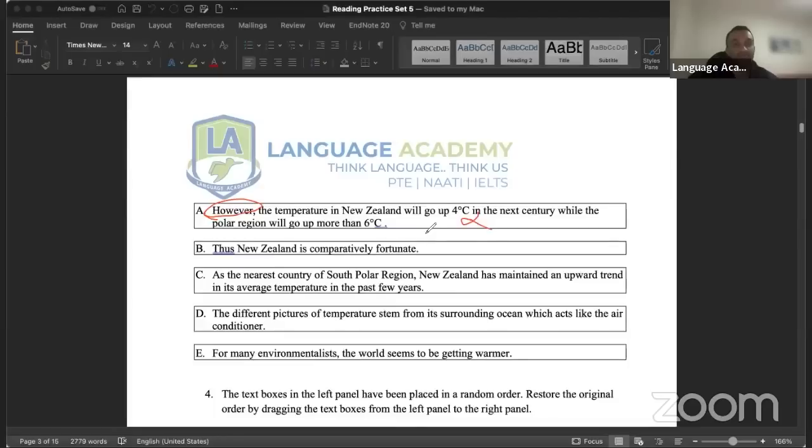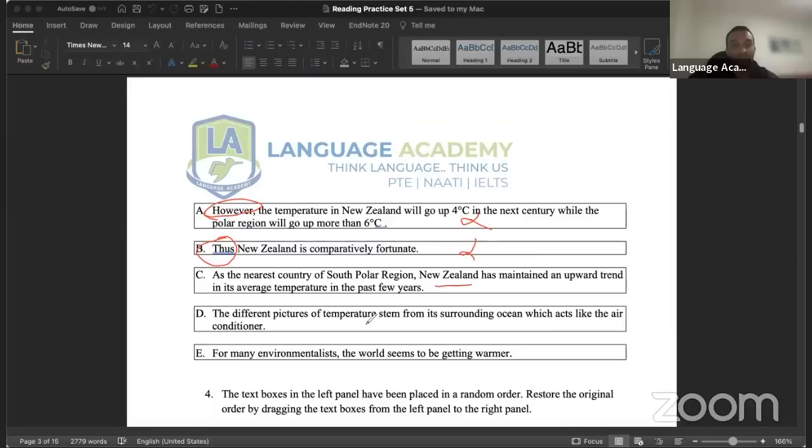Thus, New Zealand is comparatively unfortunate. Thus is used for something when you are concluding something. Here, in the first one, why would I be concluding? So it can't be my first one as well. As the nearest country of southern pole, New Zealand has maintained an upward trend in its average temperature in the past few years. Yes, very generic, could be my first one.